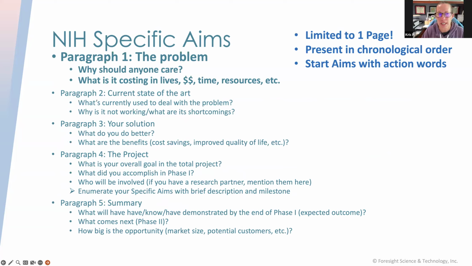So this is the formula that I like. The first paragraph, talk about the problem. Why should anybody care? What is this costing in lives, money, time, resources? What is the problem? And this is why you really need to draft the aims early, because people frequently get the problem wrong. They think the problem they're solving is this. And then when I read the project, the specific aims and learn more about the technology, it's like, no, you're really solving this problem. You're not curing the disease.